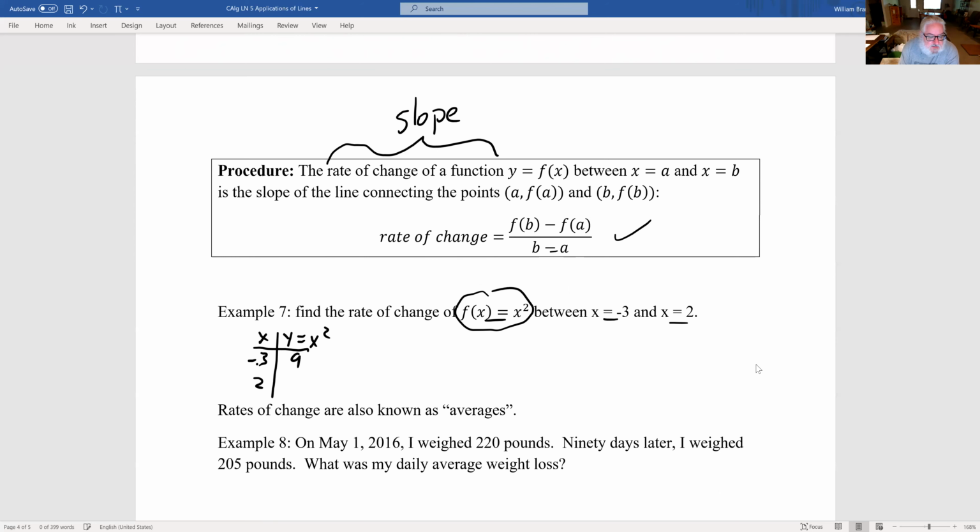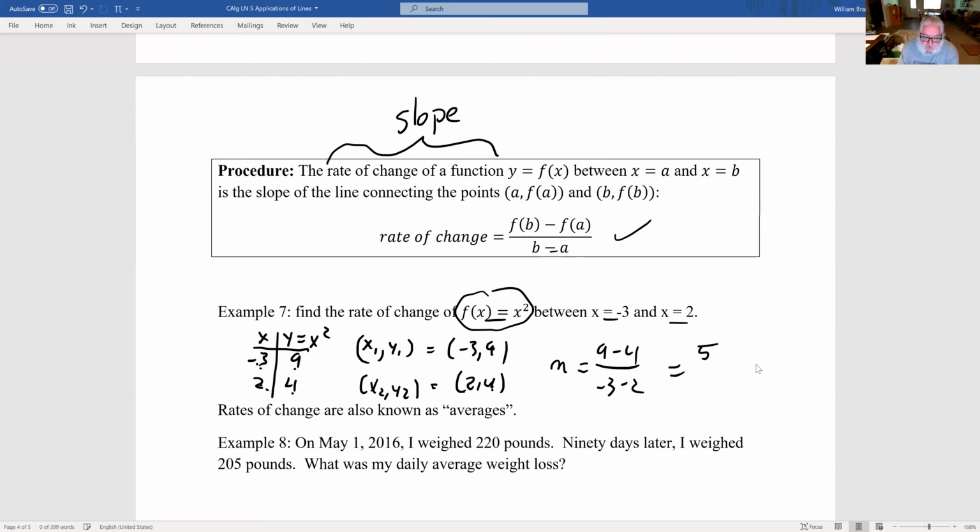Minus 3 squared is 9, 2 squared is 4. So now we have 2 points, x1, y1, x2, y2. And so we can find our slope. Change in y is 9 minus 4. Change in x is minus 3 minus 2. 9 minus 4 is 5. Minus 3 minus 2 is minus 5. So minus 1.